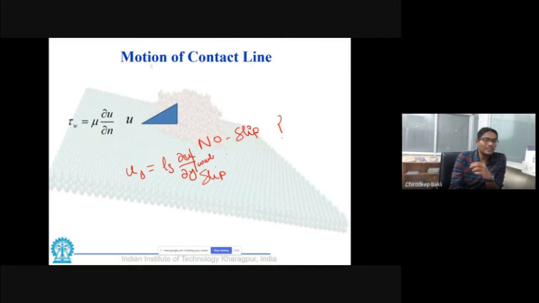So Navier gave this equation. So we immediately see that if this is something unrealistic, if the contact line is moving, then the contact line is obviously slipping. And we have a mathematically defined different equation for taking care of it.